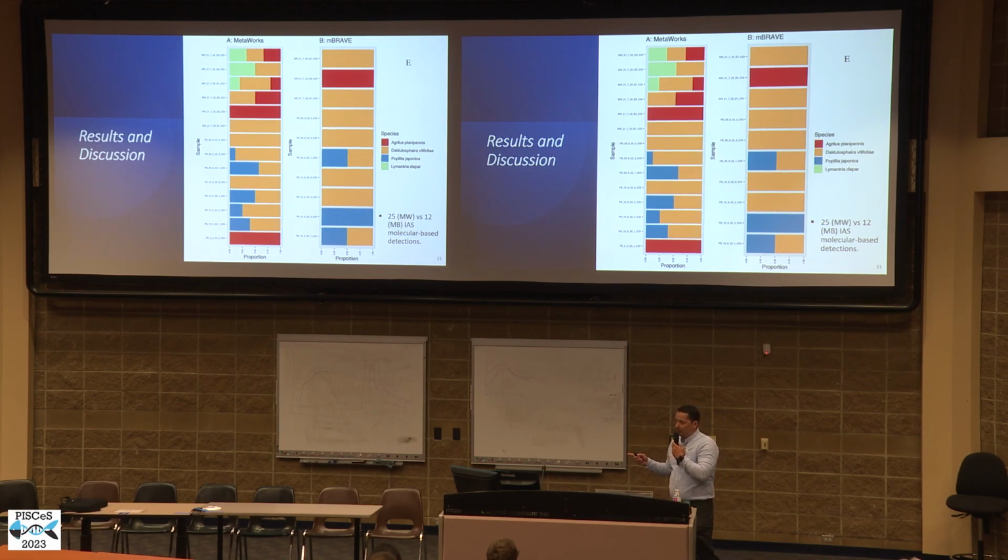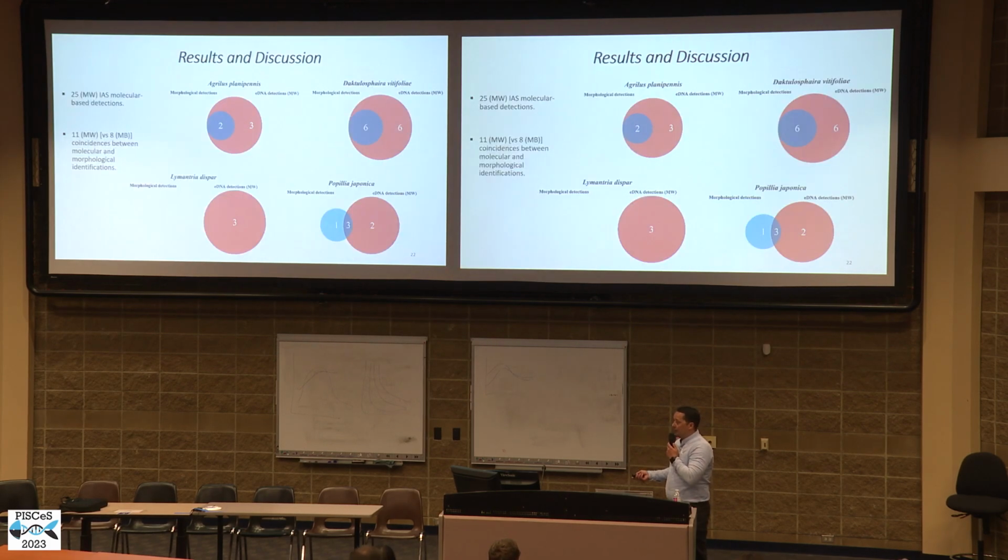In these bar plots, every bar represents a sample, and the different colors represent the different invasive alien species we detected. As you can notice, there were 25 individual molecular detections based on the MetaWorks pipeline compared to 12, so double the number of molecular detections. But not only did we pick up a higher number of molecular detections with MetaWorks, also a higher number of coincidences between molecular detections and morphology.